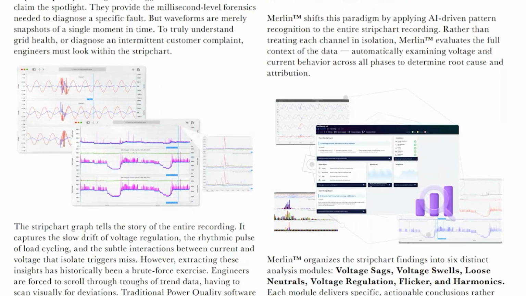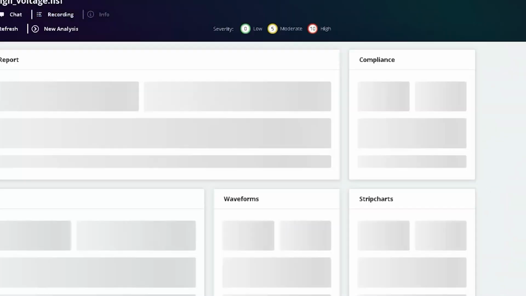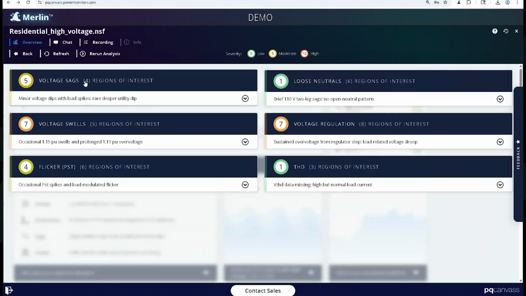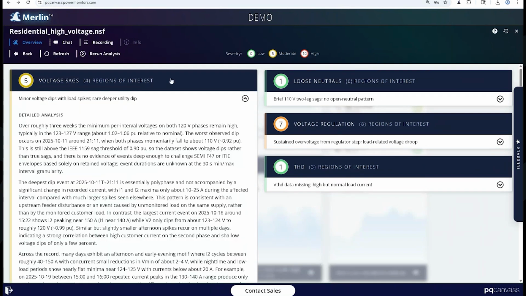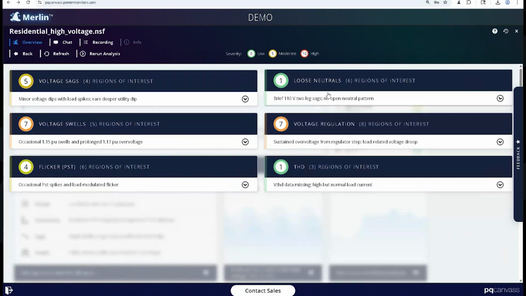So to start, when we go into PQ Canvas and look at any Merlin analysis, this is a recording from a residential customer. You'll notice there's a strip chart section over here, and here you can see the distinct breakdown of what it finds inside the strip charts. Over here you have each of the 6 sections, and for any of these numbers, you can look at the legend over here to see what the severity means as it correlates between them. Each time that you click down, it'll have a detailed analysis where you can actually go through and see what it finds for this specific area.